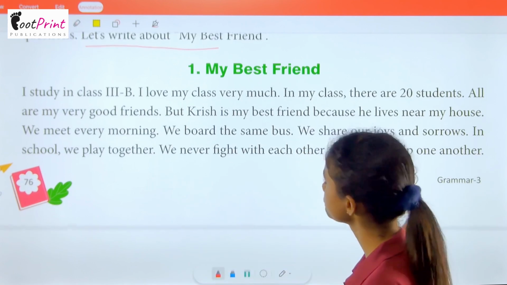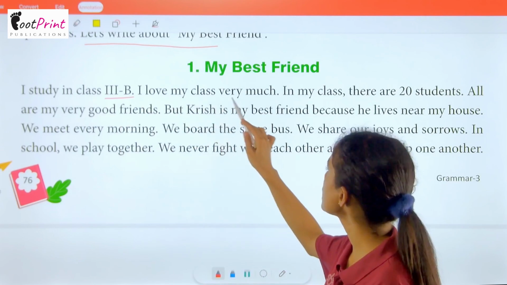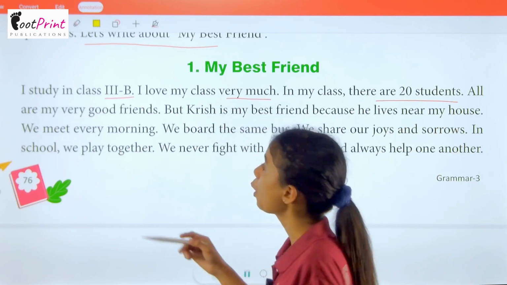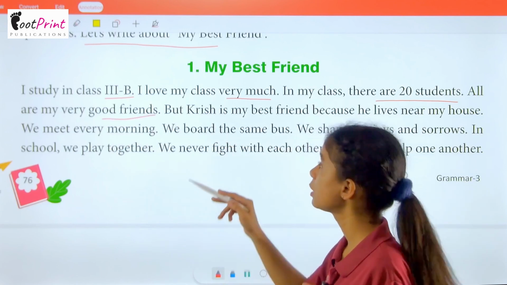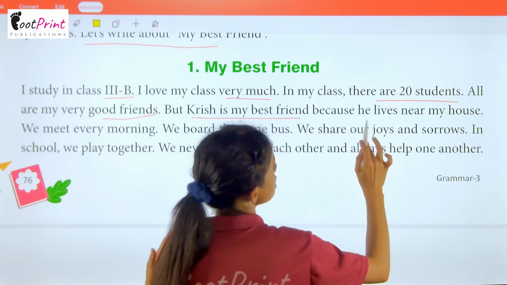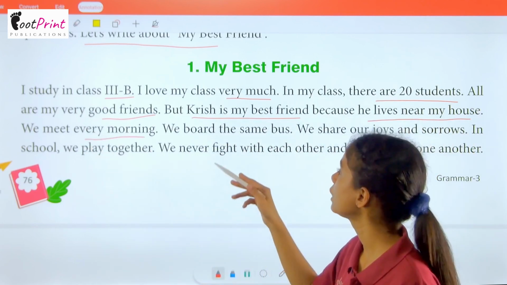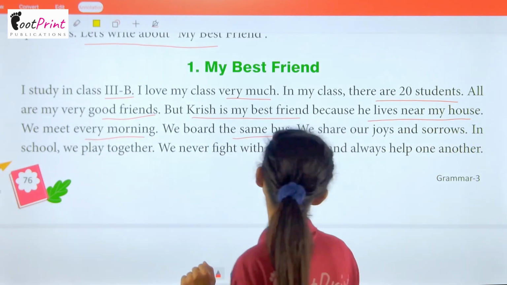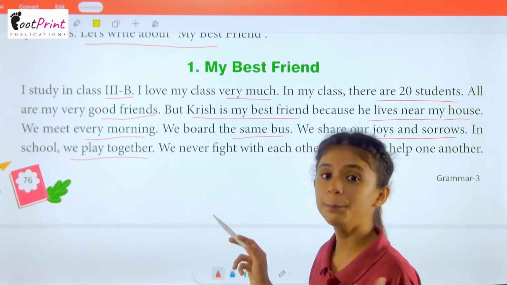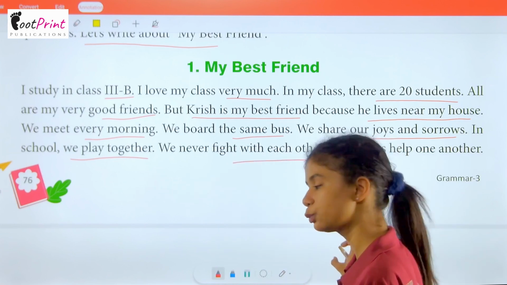Let's read this. I study in class 3rd B. I love my class very much. In my class, there are 20 students. All are my very good friends. But Krish is my best friend because he lives near my house. We meet every morning. We board the same bus. We share our joys and sorrows. In school, we play together. We never fight with each other and always help one another.